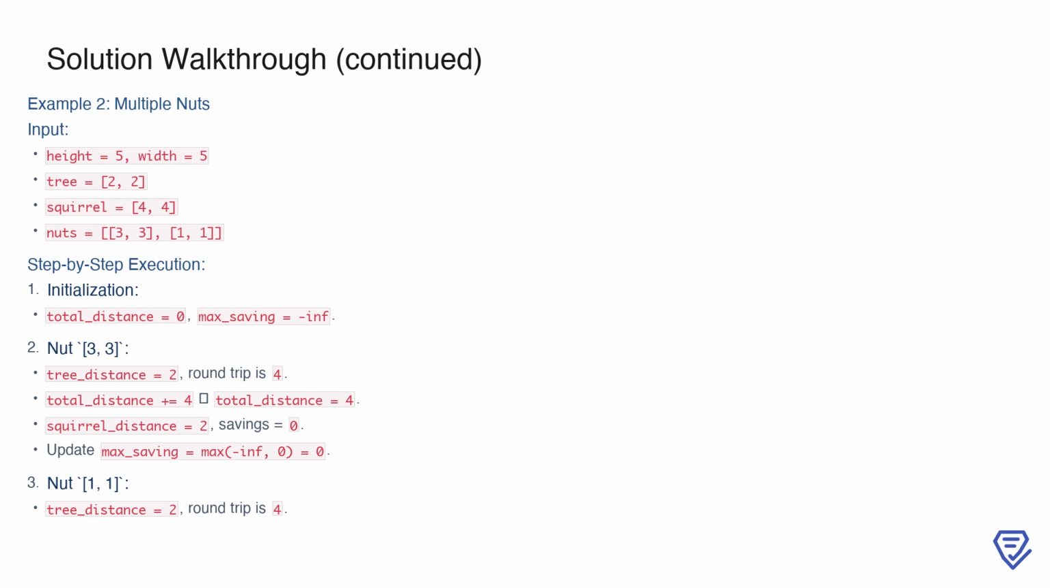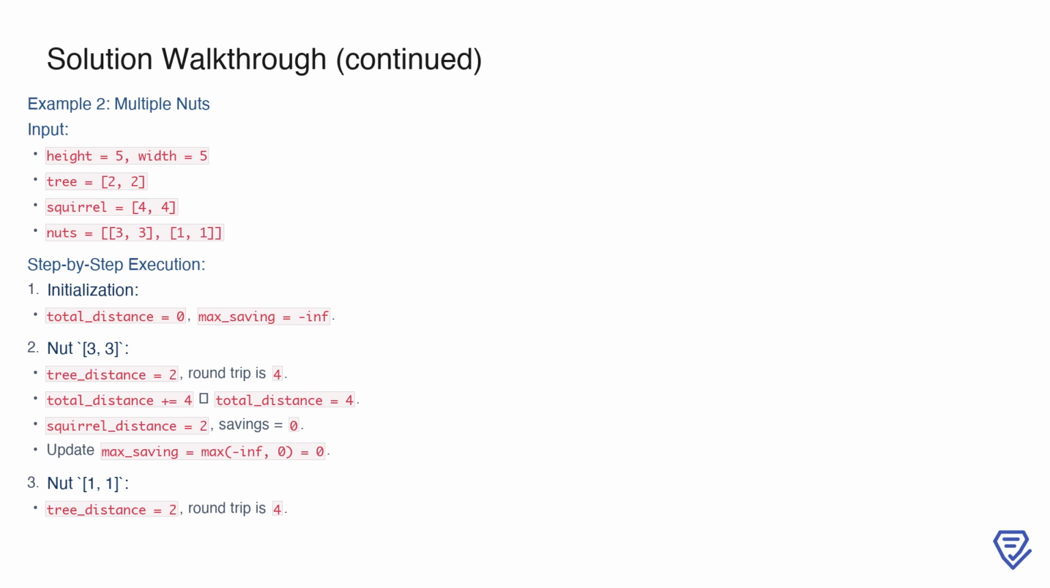Starting with the nut at 3, 3, its distance to the tree is 2, making the round-trip distance 4. Adding this to total_distance brings it to 4. The squirrel's distance to this nut is also 2, resulting in a saving of 0. We update max_saving to the maximum of -infinity and 0, so max_saving remains 0.